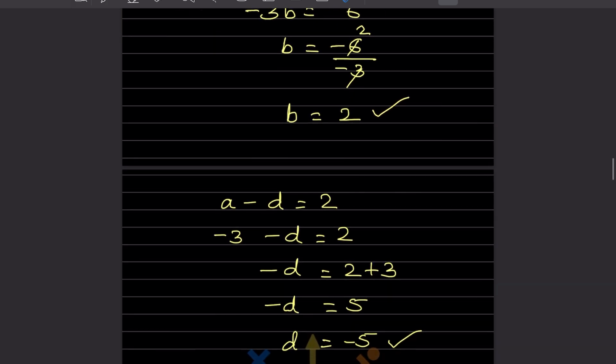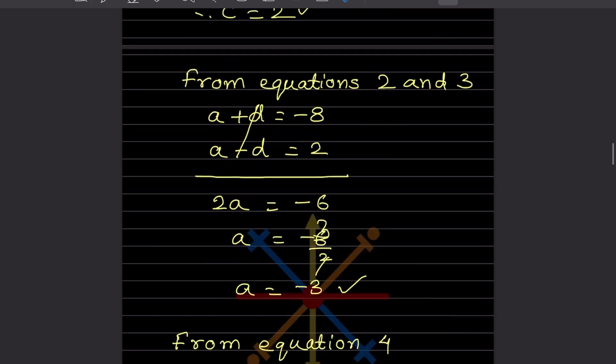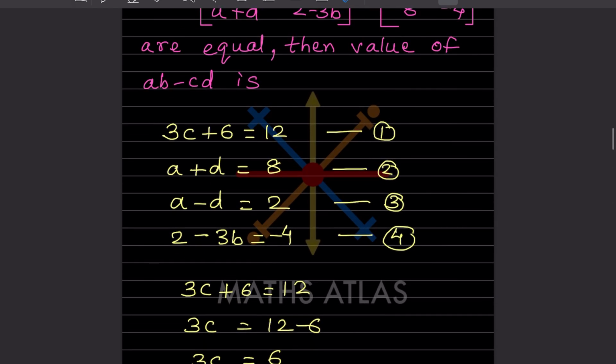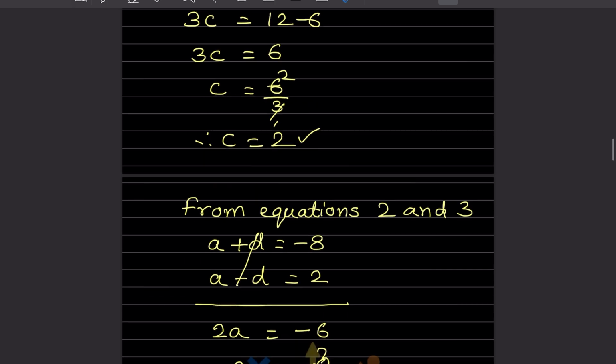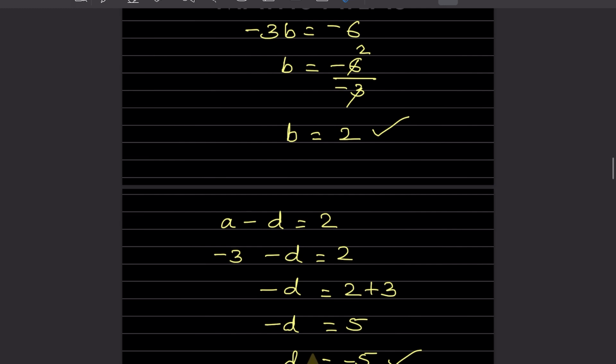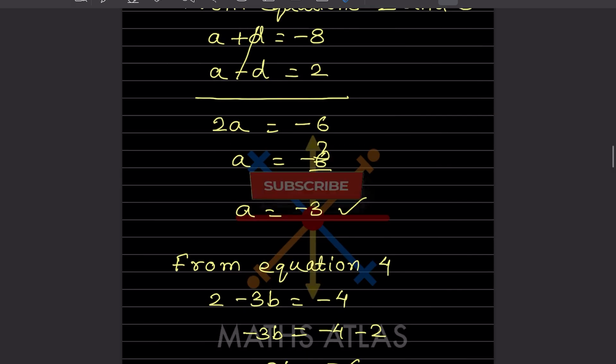So now we want the value of D. Where we have D here, you can put the value of A either here or here, because you got the value of A. So now you can easily find D. Any of the equations you can take. I took the third equation, A minus D is 2. Now you know A was minus 3, so here I put minus 3.